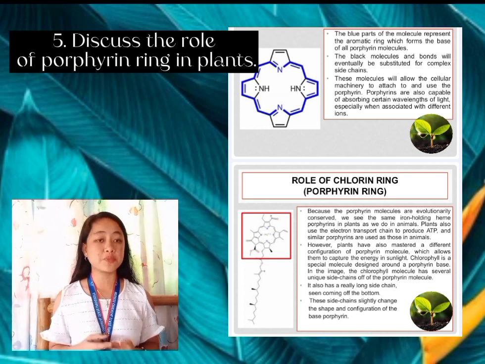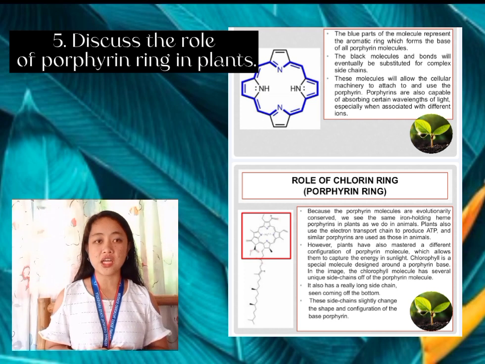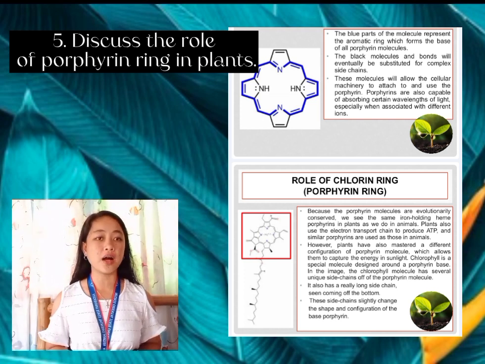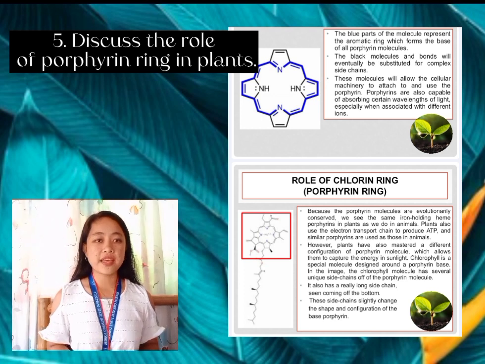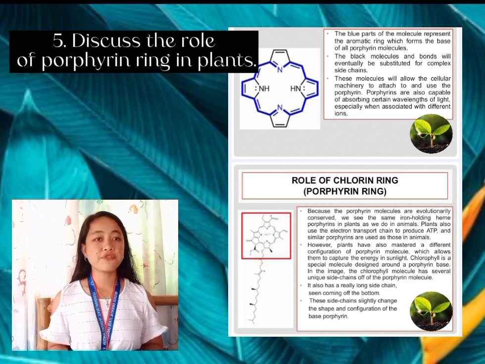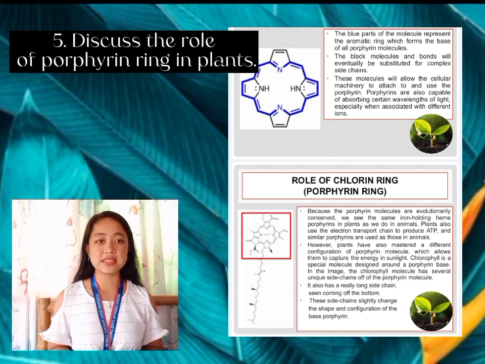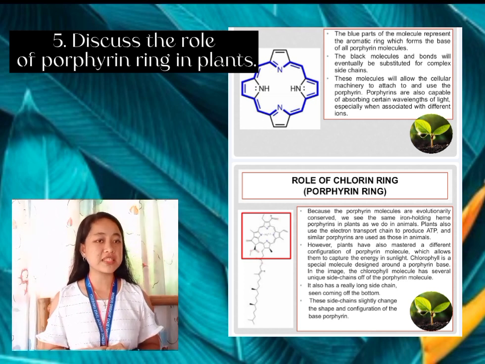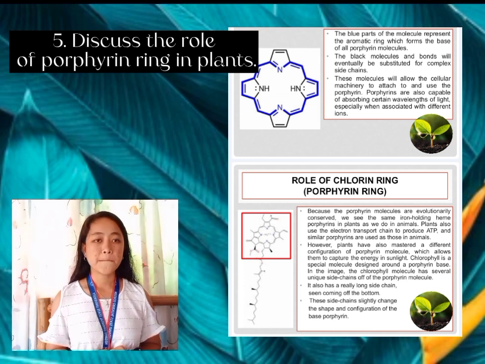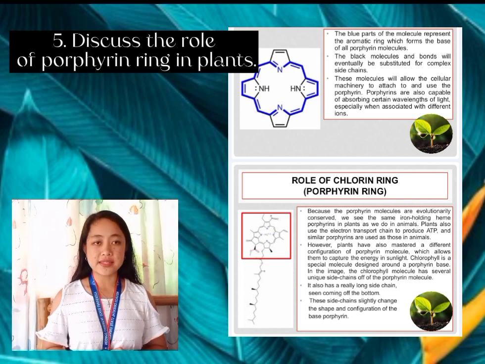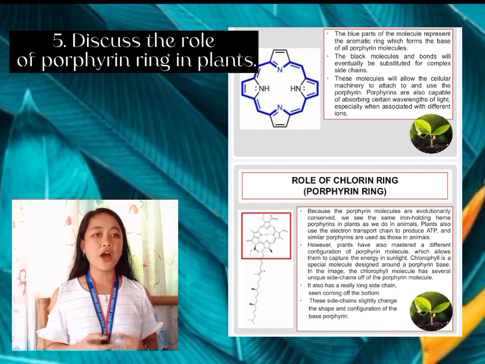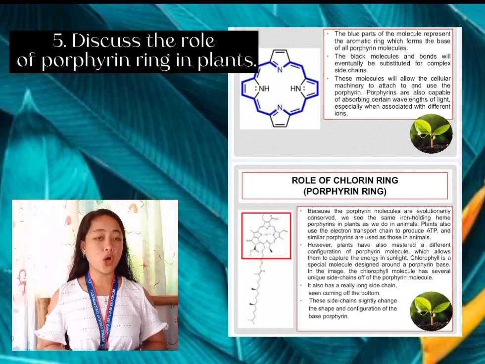The ring is flat in space, and the distribution of electrons is fairly equal around the circumference of the ring. For this reason, porphyrin is considered an aromatic compound. This means that a porphyrin molecule is very stable. The blue parts of the molecule represent the aromatic ring, which forms the base of all porphyrin molecules.